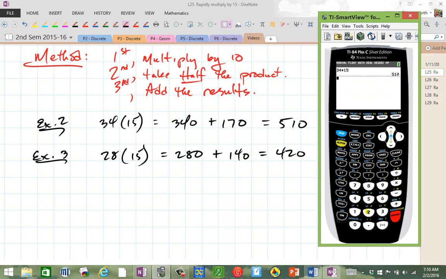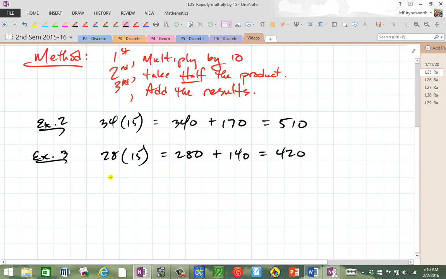All right, then of course you check, right? 28 times 15, boom, you get 420. And it just goes like this. I don't care what the numbers are. So let's practice with some other numbers. So 117 times 15. Just go for it, okay?